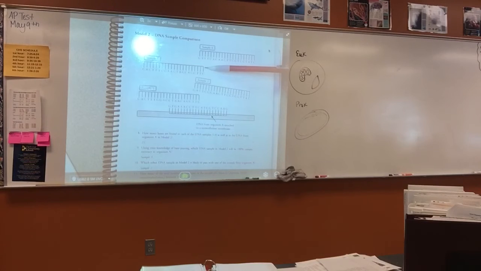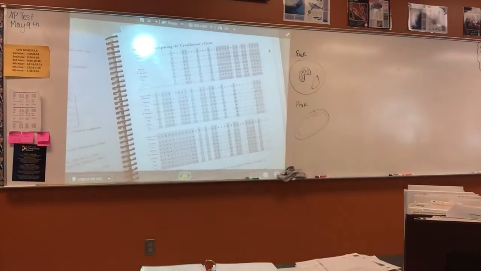Then I asked you for number 10, what other sample, so we're looking at sample 1, 2, and 4, is likely to pair with one of the strands from organism A. And that should be sample 1, because while all of them are not complementary, you have a high percentage of them that are. And then looking at sample 1, number 11 asks how many of the base pairs are non-complementary between the strands? And so if you counted those up, you should have gotten 5. So 5 are non-complementary.